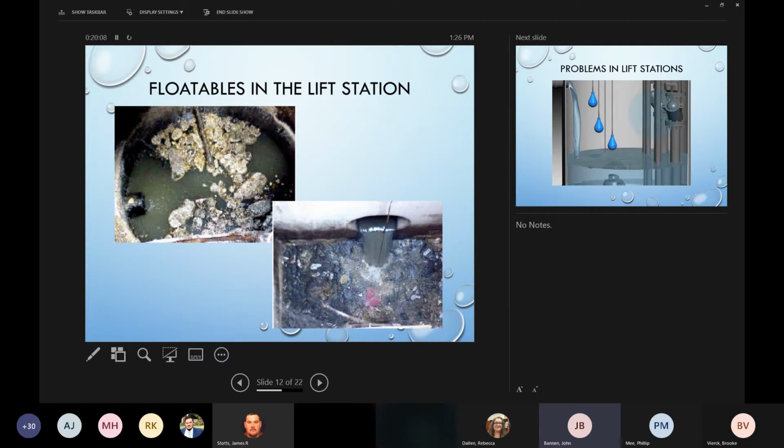The only way to remove the floatables in the lift station is we have to deploy a Vactor truck, and the Vactor truck has to actually vacuum the floatables off of the top of the lift station wet well. So one of the routine inspections that the crews are doing is determining when the floatables have gotten bad enough in a lift station, which then requires a corrective work order for the truck to deploy and clean out the lift station, which results in an expense to the city.